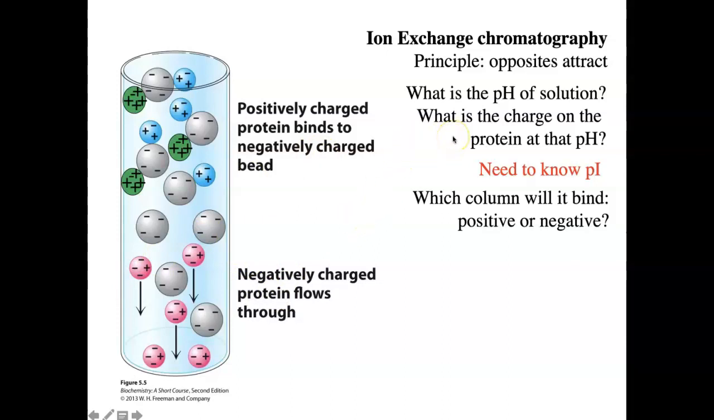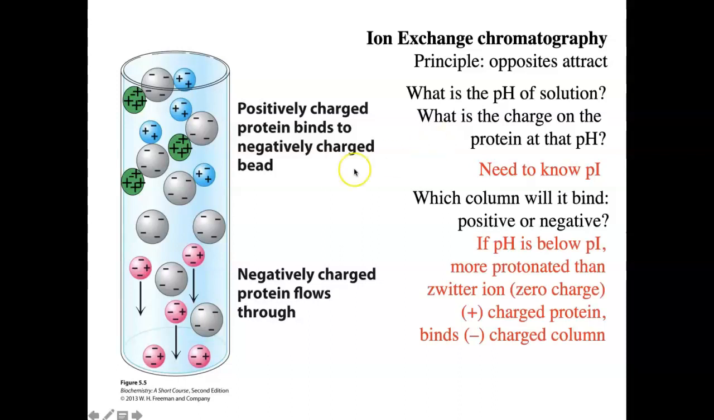You have to match up the pH of your buffer to what the protein likes, so it doesn't get unfolded, and to what column you have, right? So the logic here is something like, if the pH is below the pI, then we have protein more protonated than its zwitterion that exists at pI, and a more protonated protein will be positively charged, so it binds the negatively charged column.